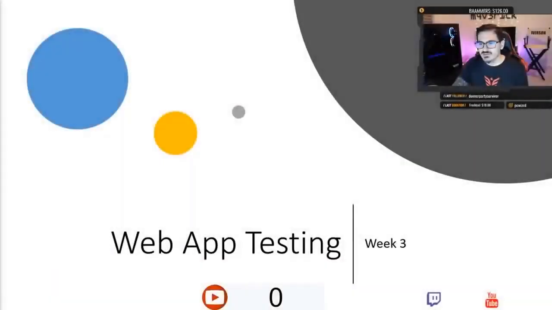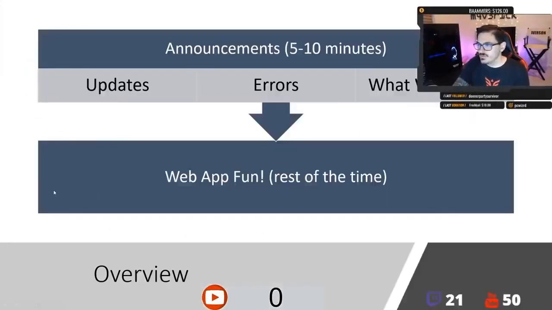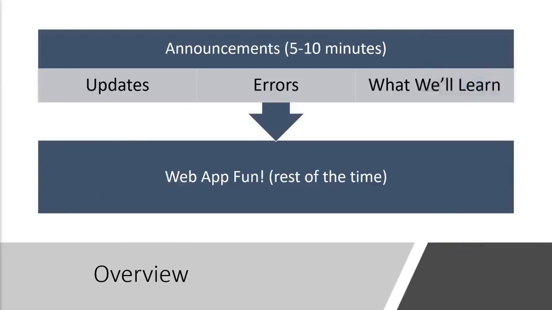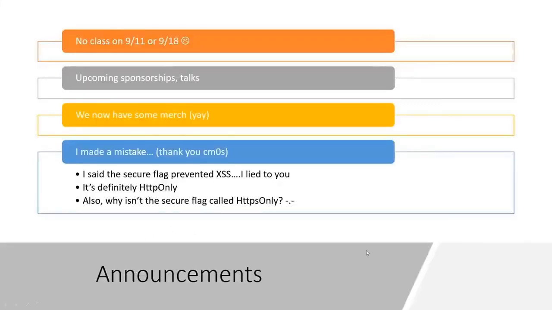Welcome to week 3 of web app pen testing. In this week, we are going to be covering, let me take myself off the screen, some web app fun. We're going to quickly talk about announcements. I've got maybe 5 to 10 minutes worth of announcements, updates, errors, etc. Then what we're going to learn, just as an overview, and then we are going to do some web app fun. We're going to cover a bunch of fun stuff. So moving forward, let's talk about announcements.